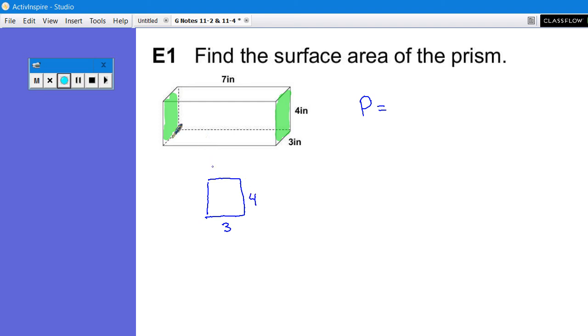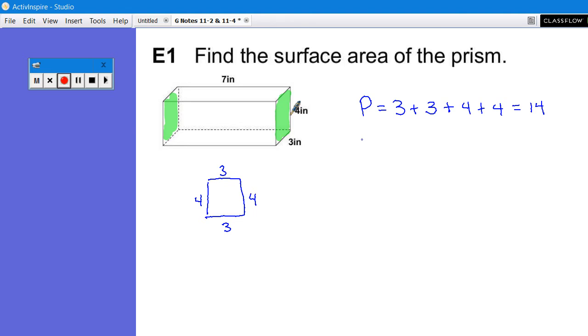So to find the perimeter, you just add up all the sides. Well, in a rectangle, if this side is 3, the opposite side is also 3. If this side is 4, the opposite side is also 4. So to find the perimeter of that shape, it would be 3 plus 3 plus 4 plus 4. So all you do is add up those sides. When you add that up, you're going to get a total of 14.